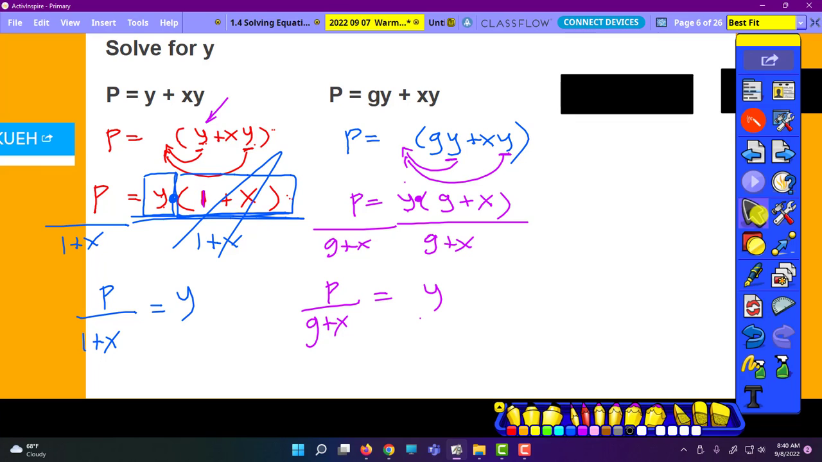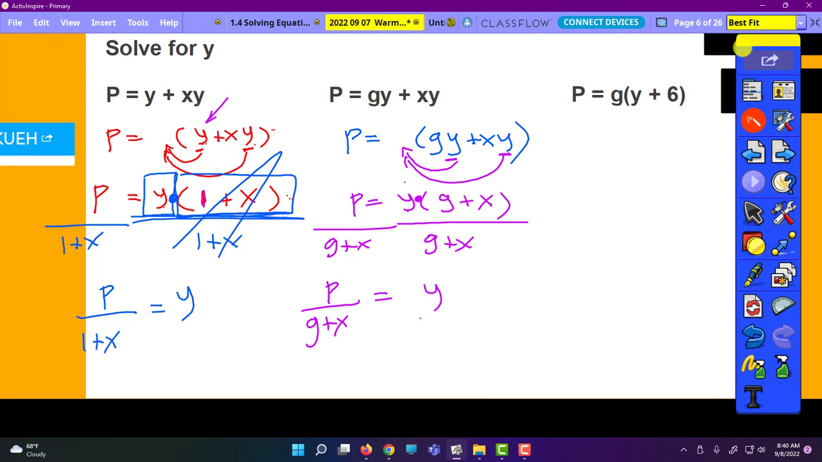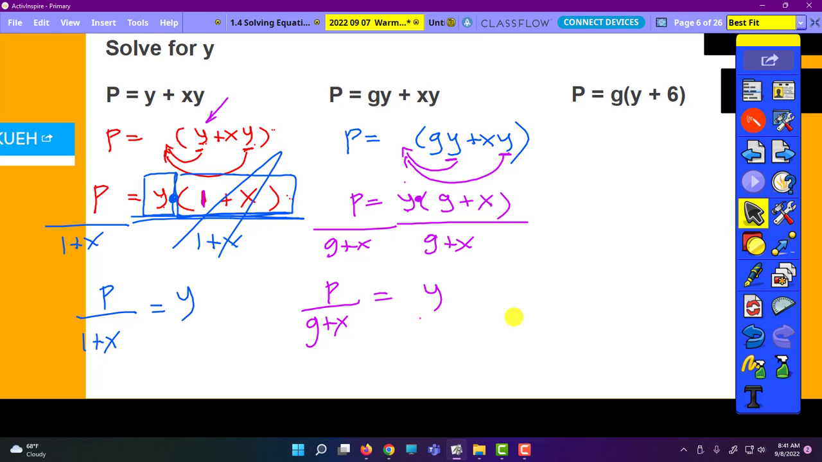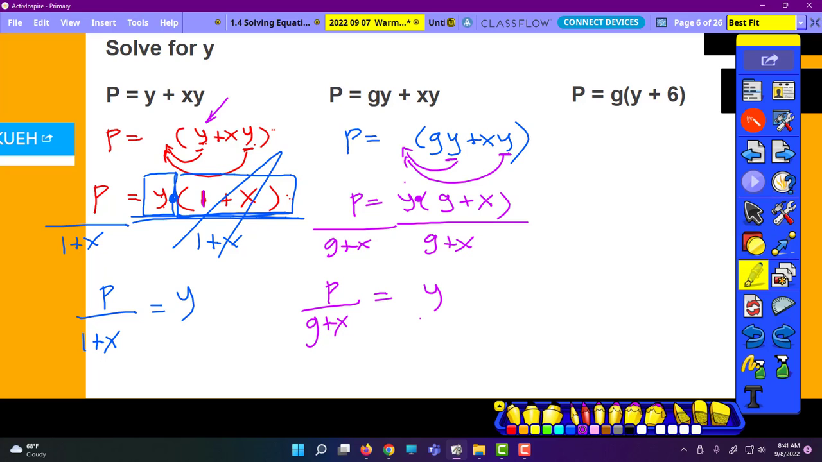And finally, our last example. This time, I do have a parenthesis. P equals g quantity y plus 6. And again, we are solving for y. The question is, where is my y? If y is actually outside the parentheses, just like what we have in here, then we're done, right? The problem here is that my y is inside the parentheses. So what should I do? Any suggestion? I just need to distribute.